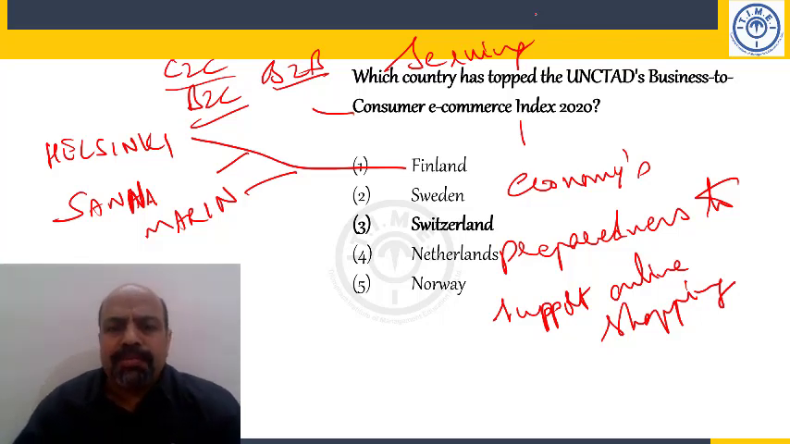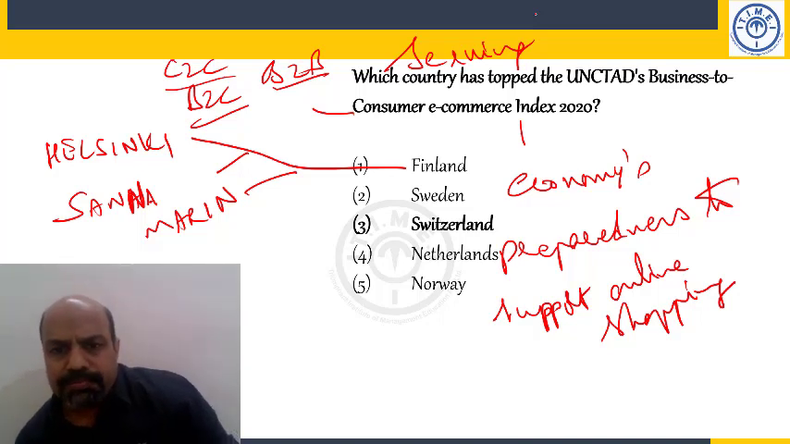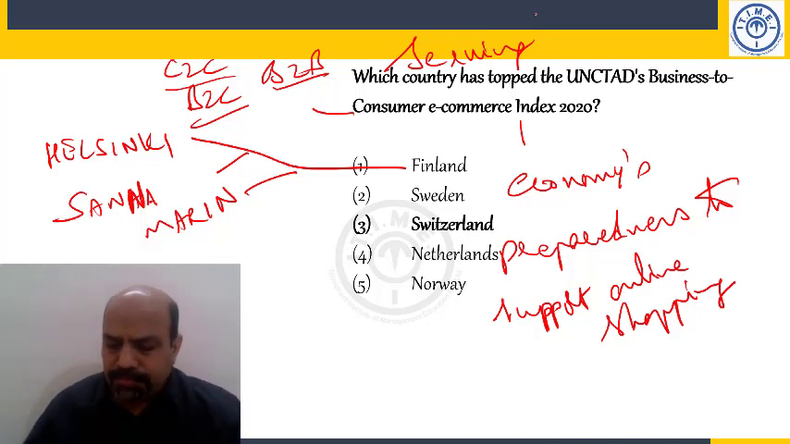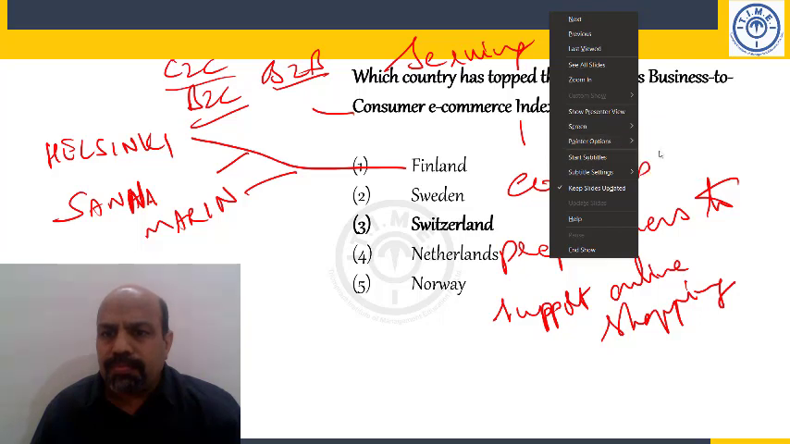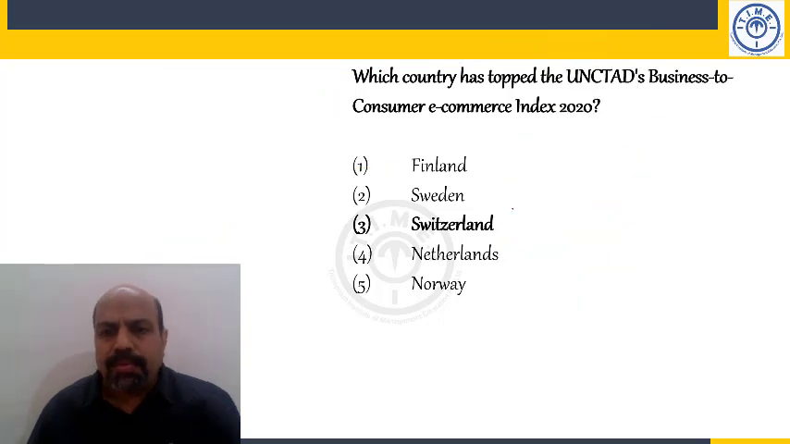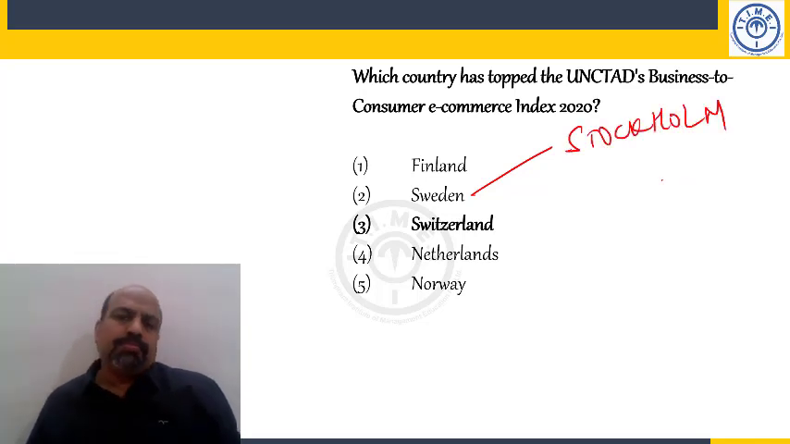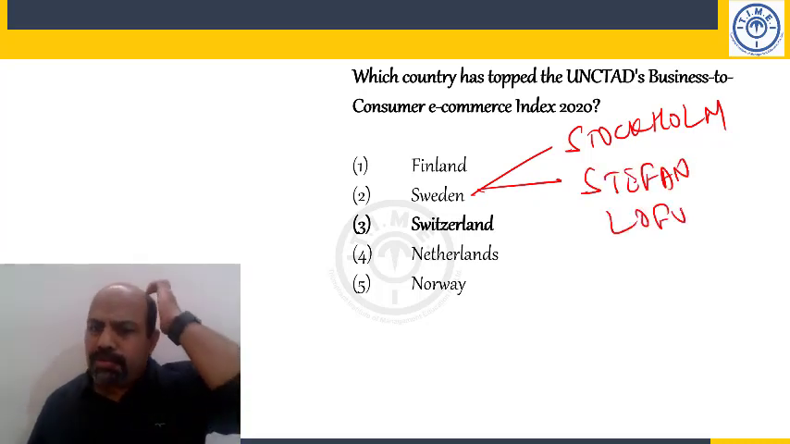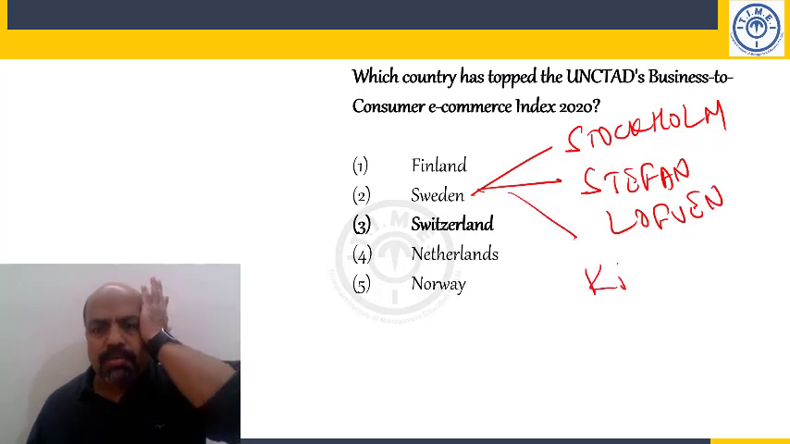We discussed Switzerland, Netherlands. Should we look at Sweden? Finland's currency is euro. Then let me clear this, and I'll write about Sweden. The capital is Stockholm. The Prime Minister is Stefan Löfven. This is a constitutional monarchy. And the currency is krona.